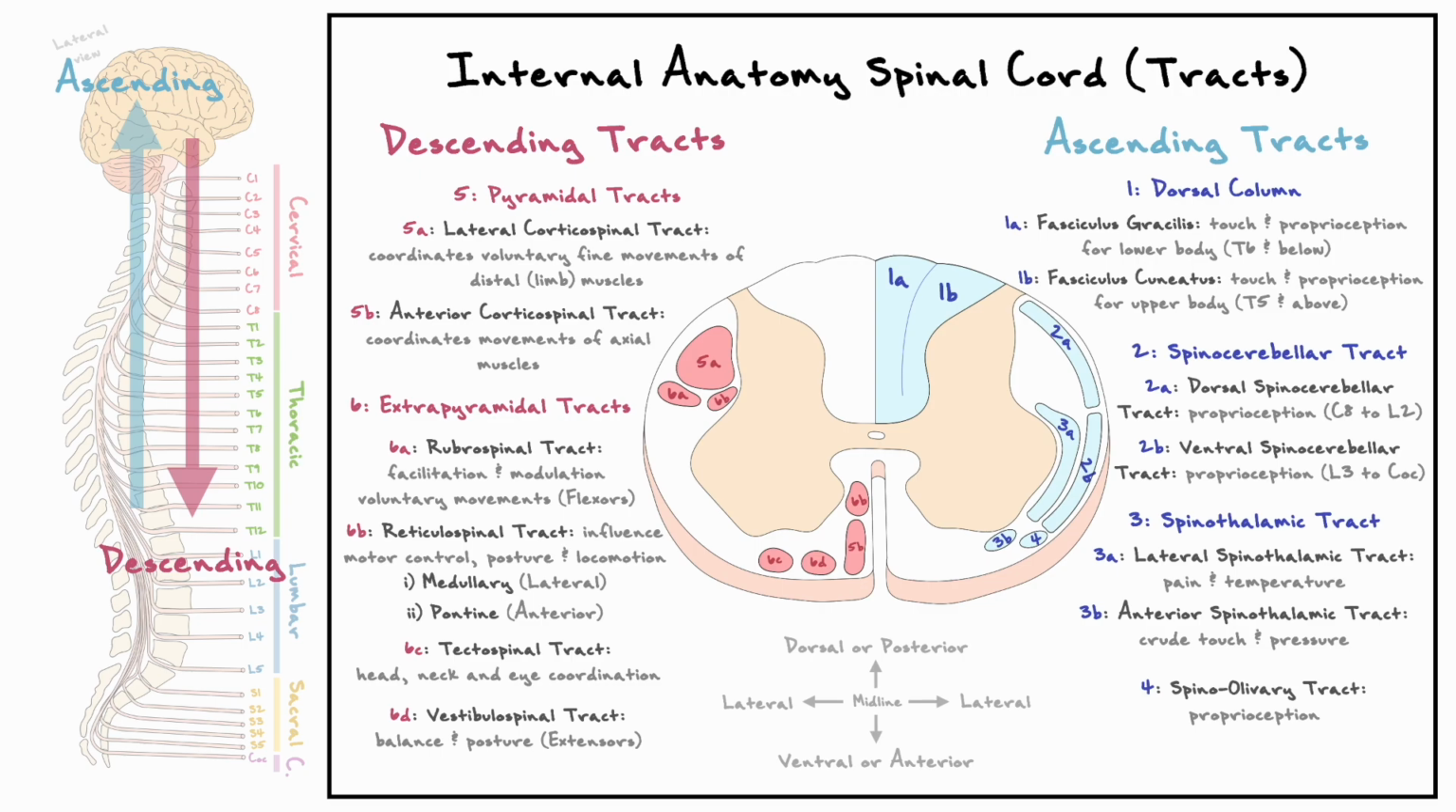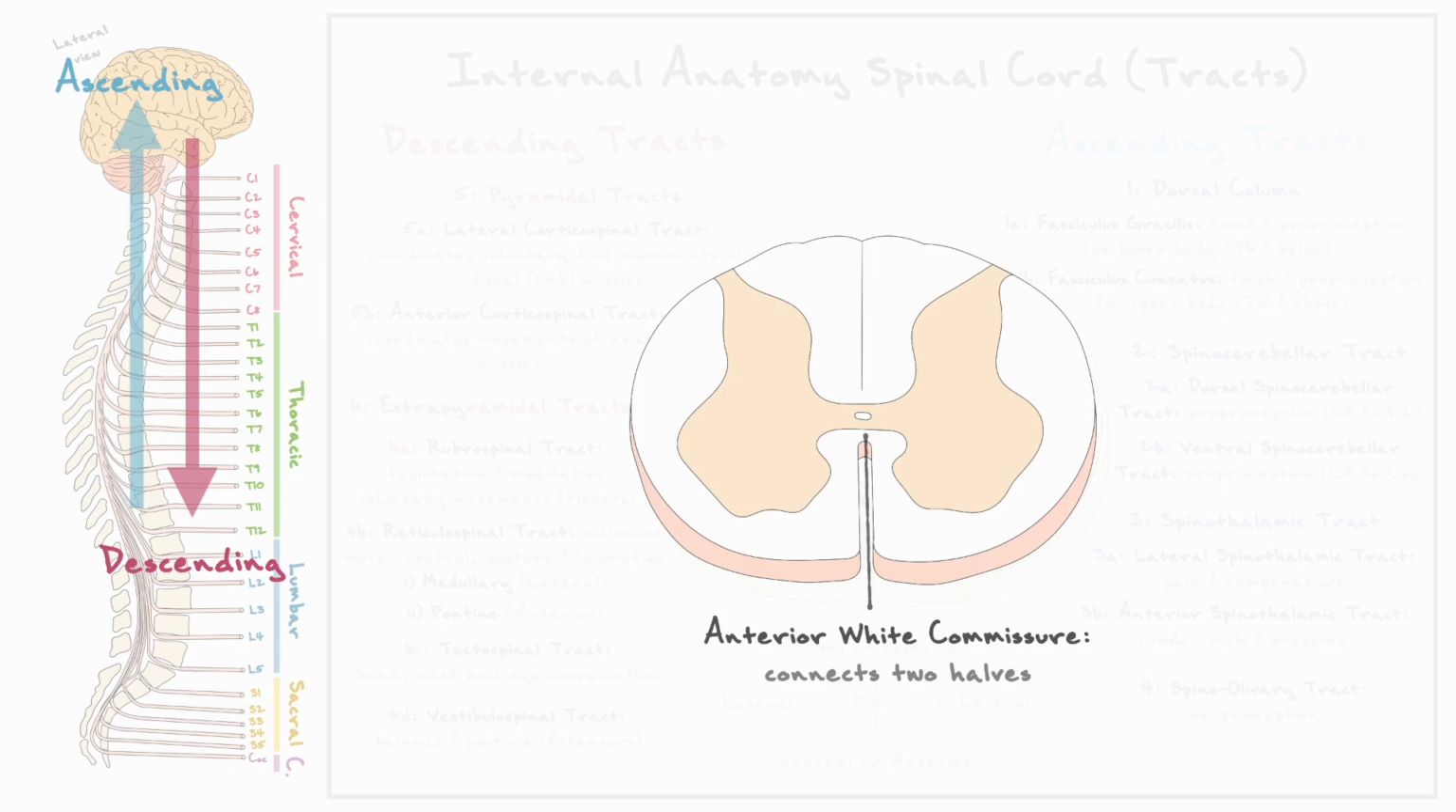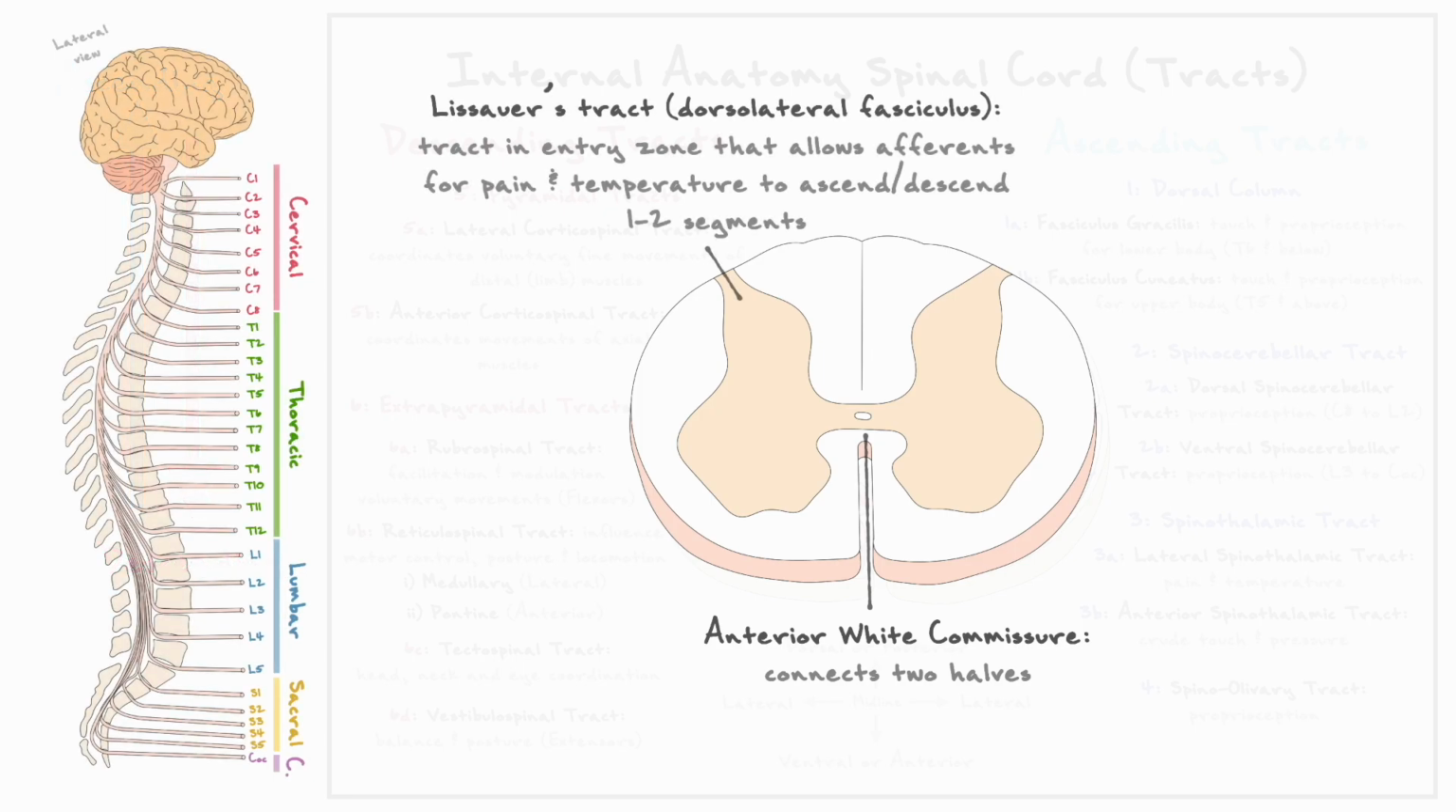The last two white matter pathways that are important to point out are the anterior white commissure, which, just like the gray commissure, allows to connect the two halves of the spinal cord together, and that allows for information to cross over. The second pathway is the Lissauer tract, which is known as the dorsolateral fasciculus. Simply put, before the sensory afferents for pain and temperature enter the spinal cord through the spinal nerve, the Lissauer tract allows for these afferents to ascend or descend 1 to 2 vertebral segments before they enter the spinal cord. For example, information that is picked up by the spinal nerve T6 could enter in segments T4 or T8.